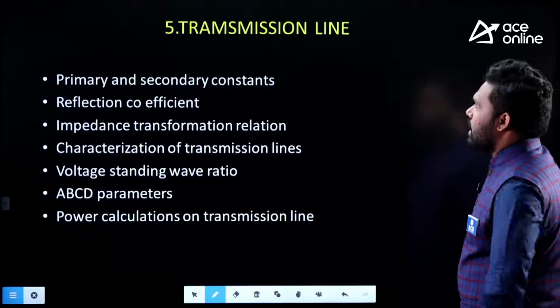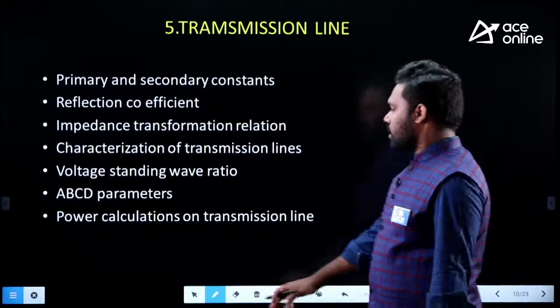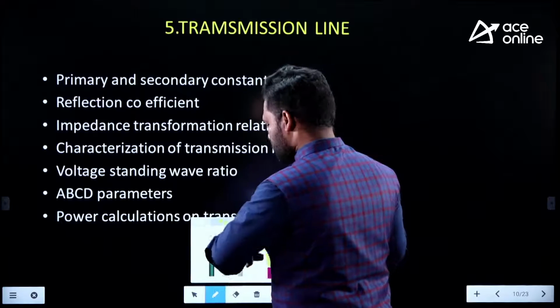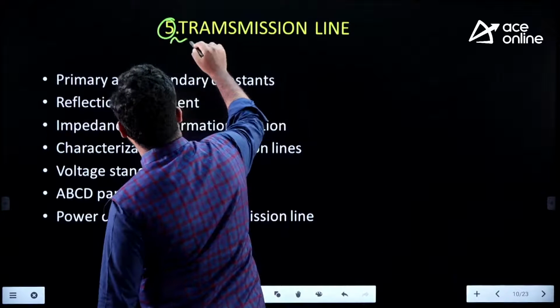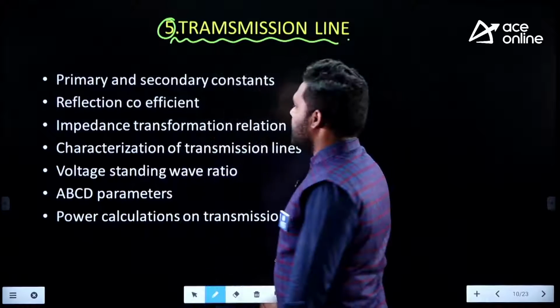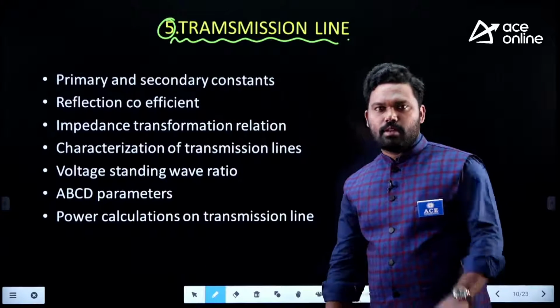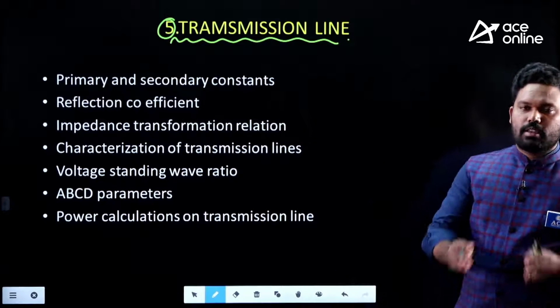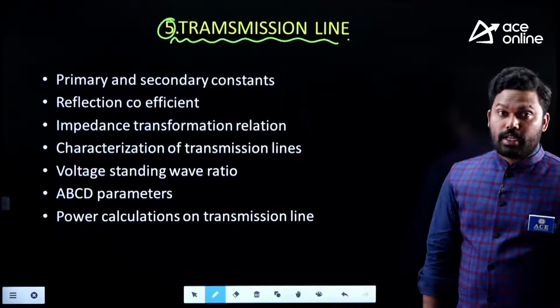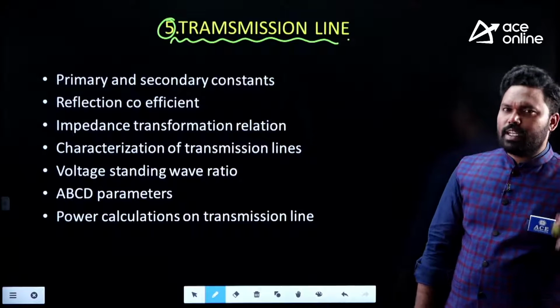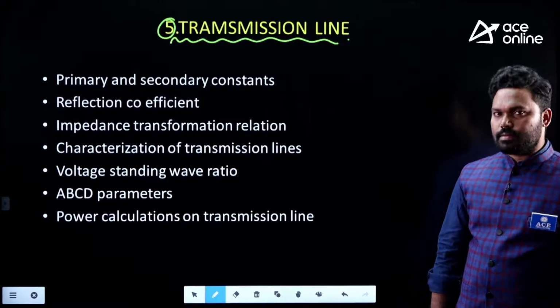Next, we have transmission lines. One would say transmission line is one of the simplest things. It is a more scoring topic in the entire electromagnetic theory. But the only problem with transmission lines is that it has a huge number of topics, a very lengthy one. Too many things need to be remembered here.